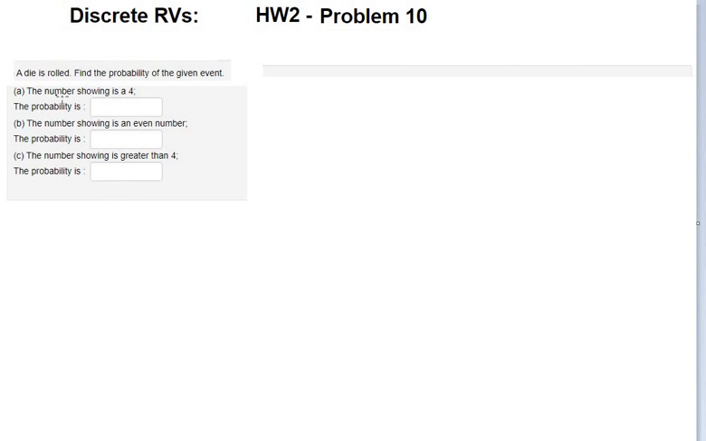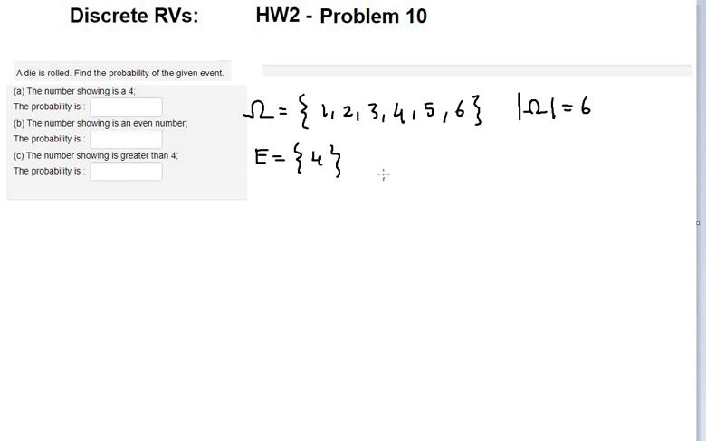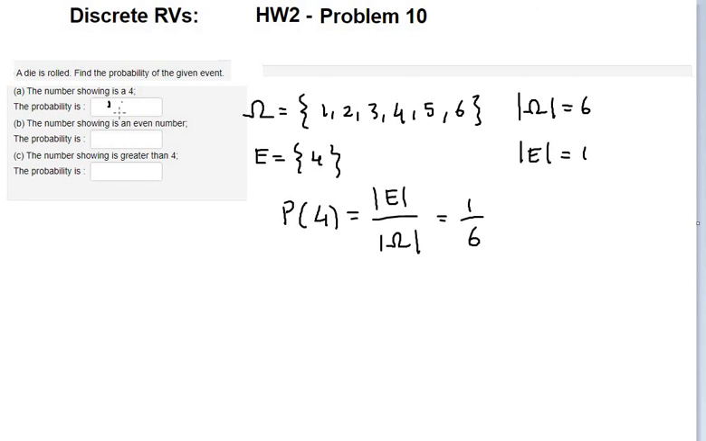Problem number 10. A die is rolled. Find the probability of the given event. So the number showing is a 4. Our sample space rolling a die is 1, 2, 3, 4, 5, and 6. And the size of omega is 6. Here our event on part A is 4. And the size of the event here is 1. And the probability to obtain 4 is the size of the event over the size of omega, which is 1/6. So this is going to be 1 over 6.